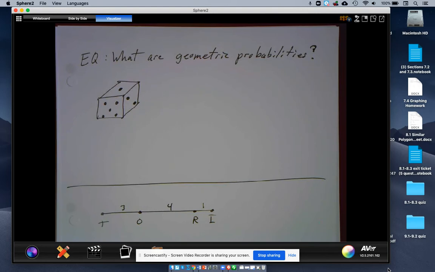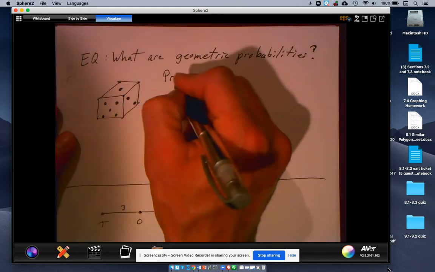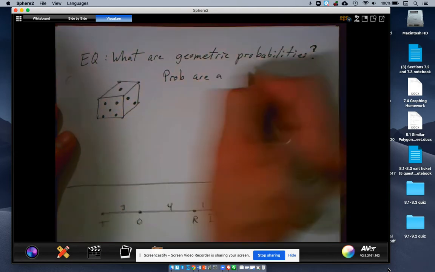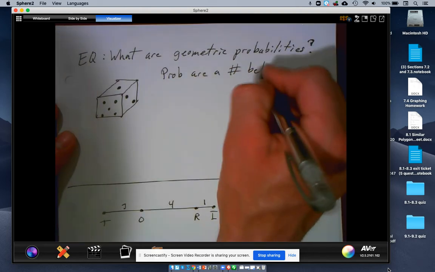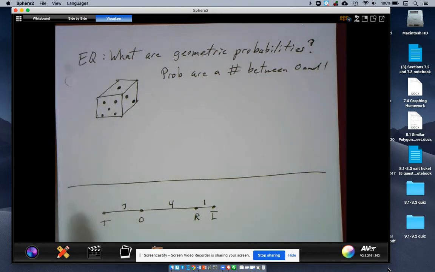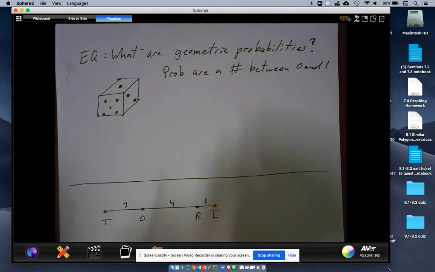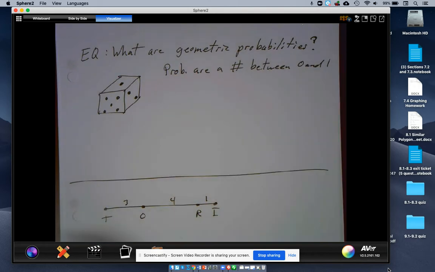What are geometric probabilities? Well, before we do that, we have to talk about general probabilities. Just in general, probabilities are a number between 0 and 1. I'm just going to quickly review this because we did this way back in first trimester, but it's not too bad, even if you weren't with us then, because a couple of you are joining late. Probabilities are a number between 0 and 1, and they tell about the chance of something happening.